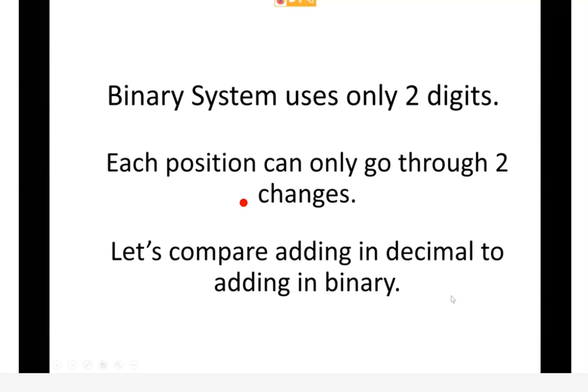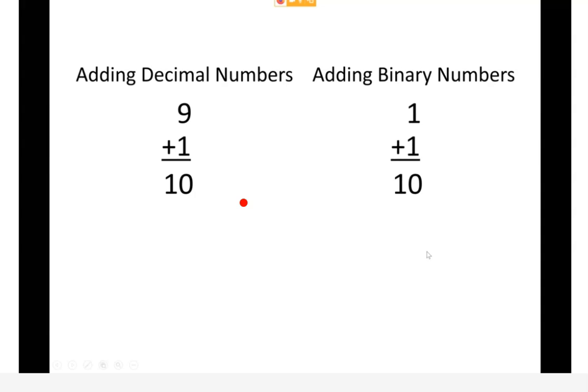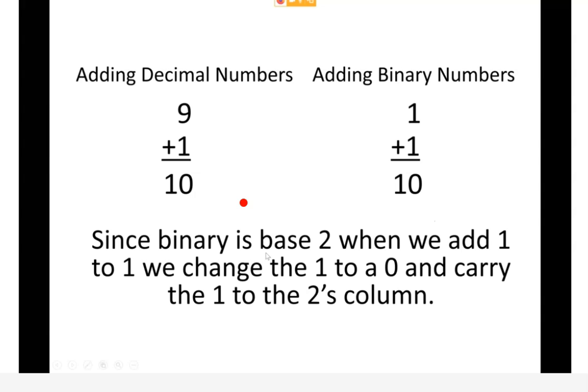So we can add binary as well as decimal. We can compare the two. 9 plus 1 equals 10. Adding binary, 1 plus 1 equals 10. And you kind of go like, what? Try and teach this to your kids. Since binary is base 2, when we add 1 to the 1, we change the 1 to a 0 and carry to the 2's column. So over here, this is the 10's column. Over here, this is the 2's column.